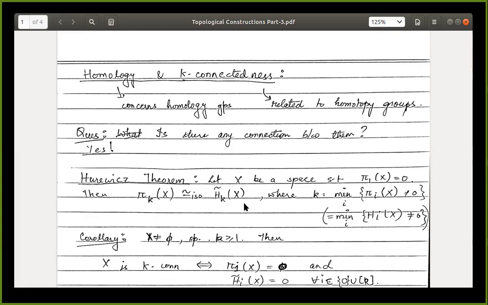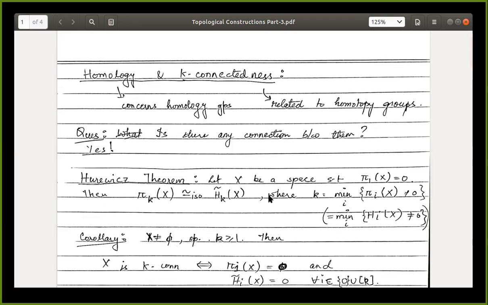As a special case, you can derive from here that for any non-empty space, and non-empty is just to avoid the notational differences which we had kept, -1-connected means non-empty, 0-connected means connected, 1-connected means simply connected, and so on. So for a non-empty space, we define this for k greater than or equal to 1.